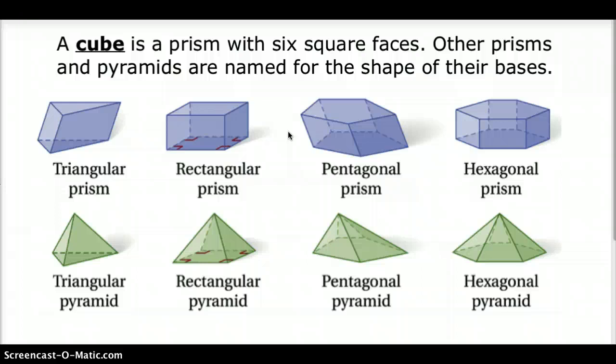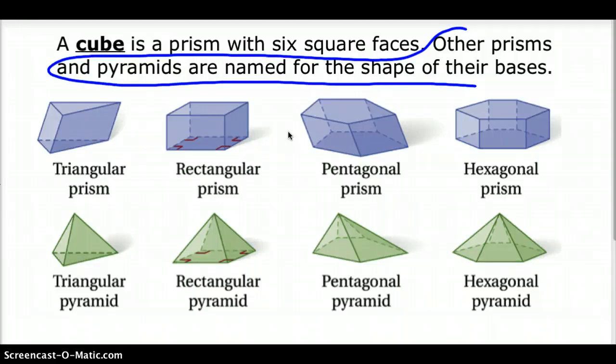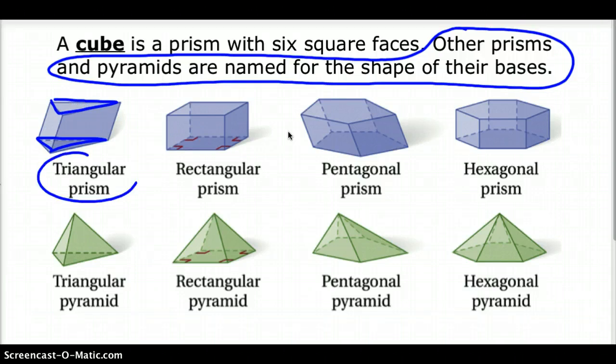Other prisms and pyramids are named for the shape of their bases. I'm going to circle this part because it's really important. Let's look at this example. A triangular prism: here are our triangle bases that are parallel. That's a triangular prism because it's a prism and its base is a triangle. Now we look at a rectangular prism. You guessed it, the base for this prism is going to be rectangular.